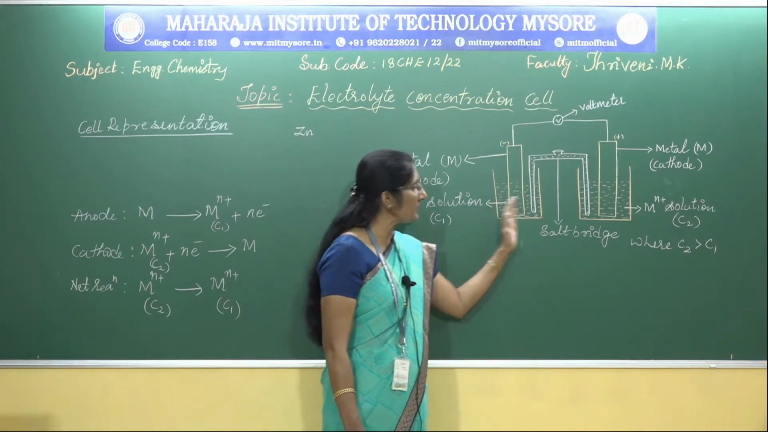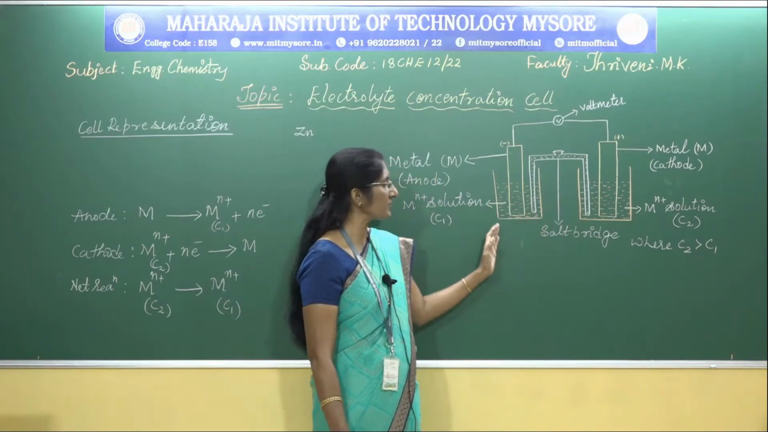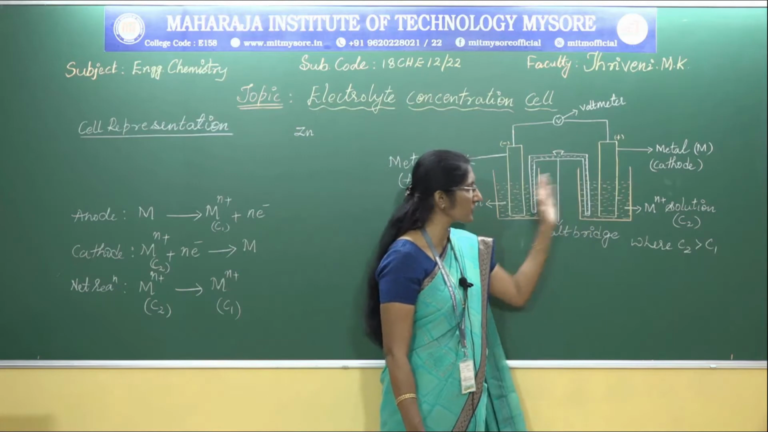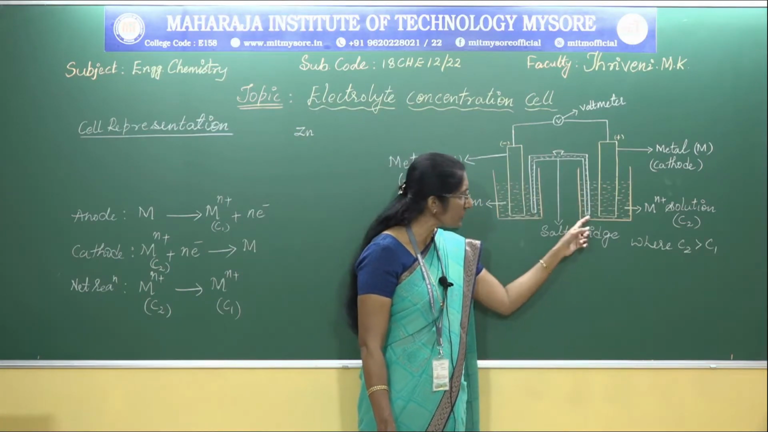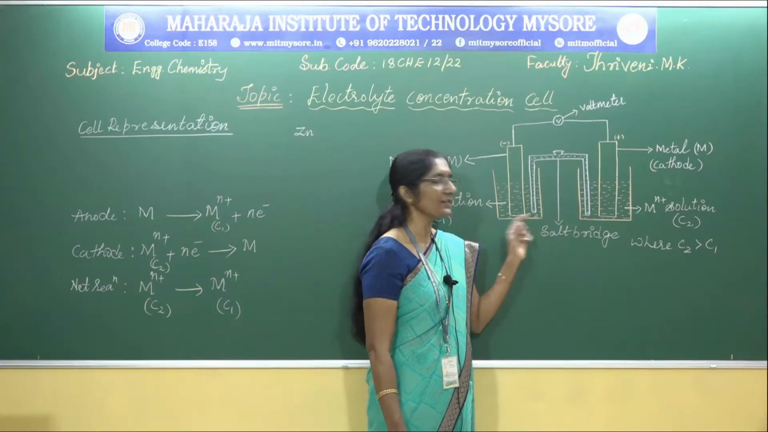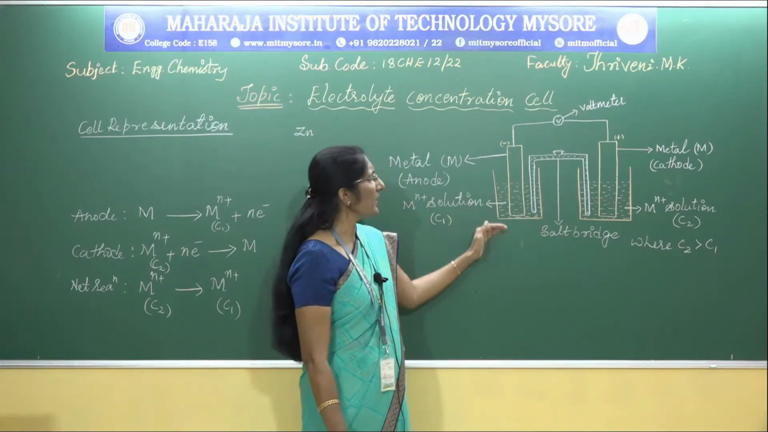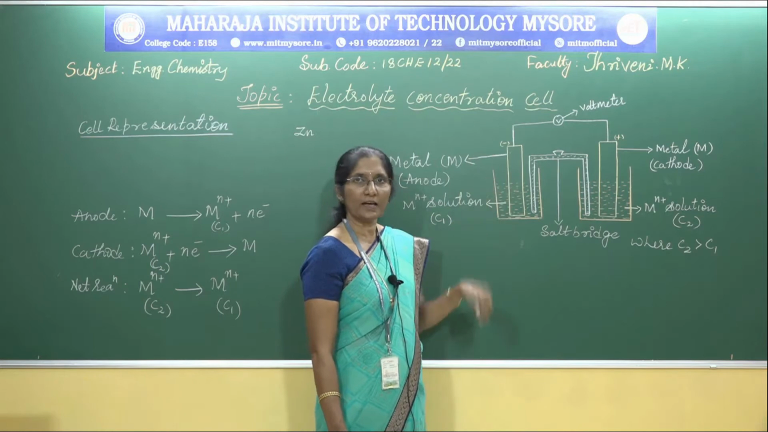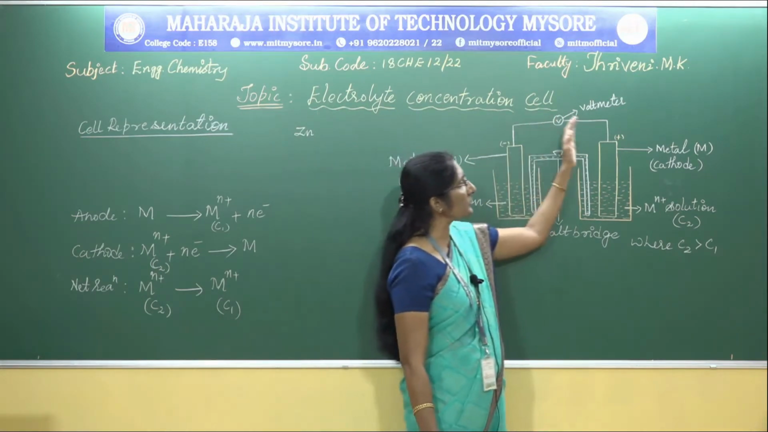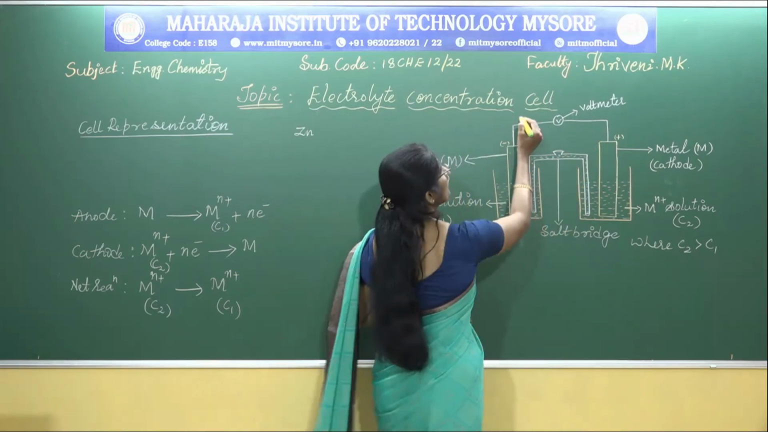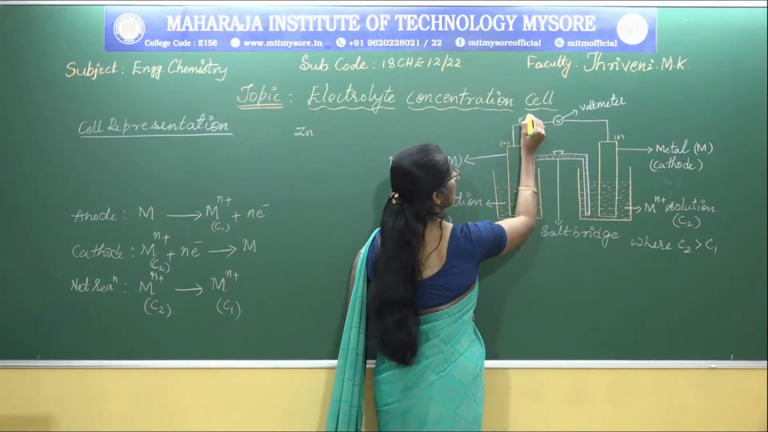In this way, even though in this electrolyte concentration cell both the electrodes are the same and the electrolyte is also the same, only the difference in concentration makes the redox reaction happen, thereby there will be a flow of electrons from the anode compartment to the cathode compartment through the external circuit.